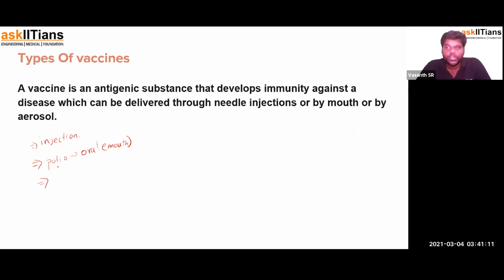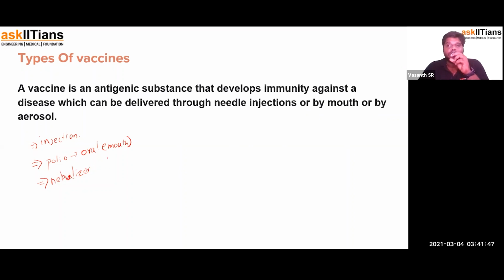Do you know what an aerosol is? When the medicine or vaccine is in liquid form, or if it is a powdered form, we dissolve it in distilled water, and then we insert it through an aerosol maker. We call it a nebulizer. So what does it do?